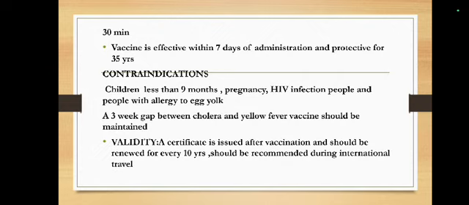So contraindications. Children less than 9 months, pregnancy, HIV infected people, and people with allergy to egg yolk. In all these conditions we should not use it. And if a person is taking a cholera vaccine and wants to take a yellow fever vaccine, a minimum of 3-week gap should be maintained.